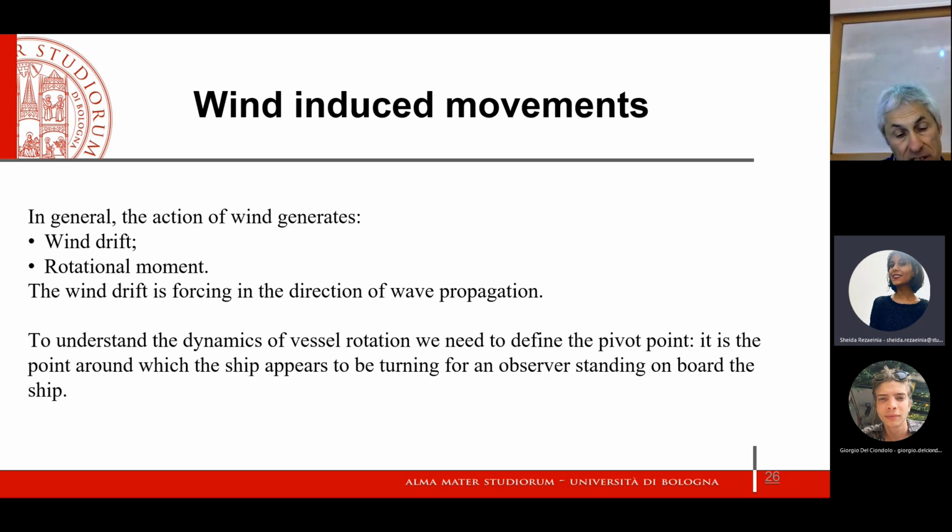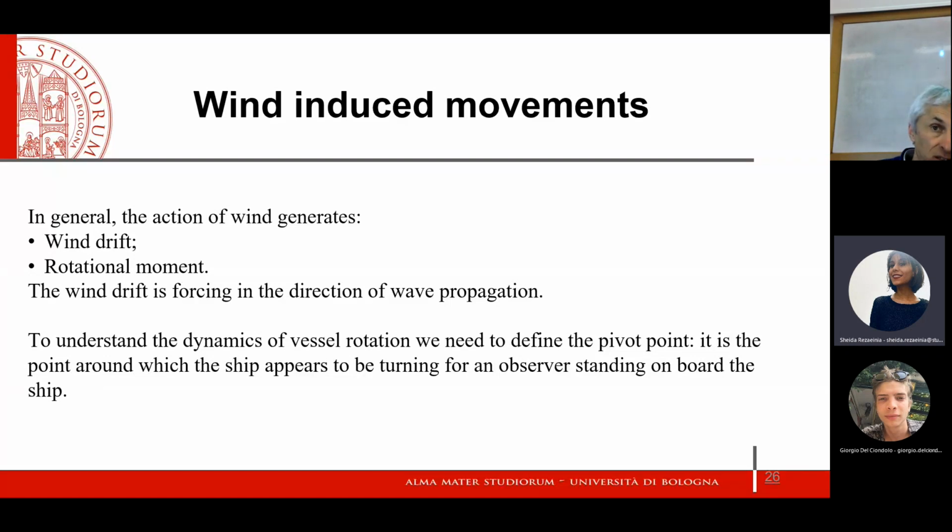So what is basically driving these two possible movements of the ship? Of course, the wind force, but what is really important to understand, in particular for the rotation, is the point of application of the wind force, which is the center of gravity of the exposed area, and the position of the pivot point. So what is the pivot point?